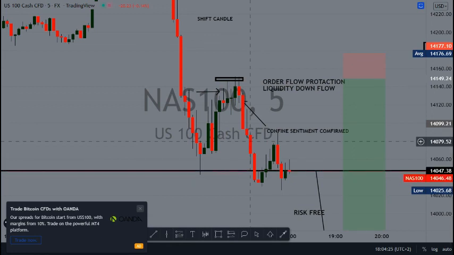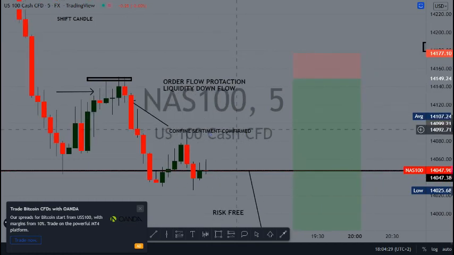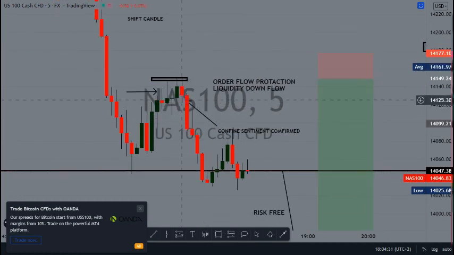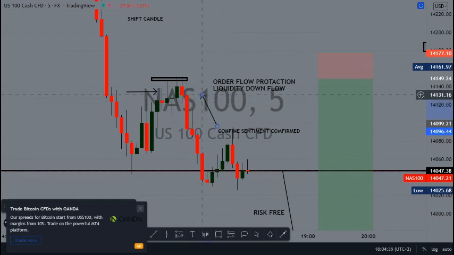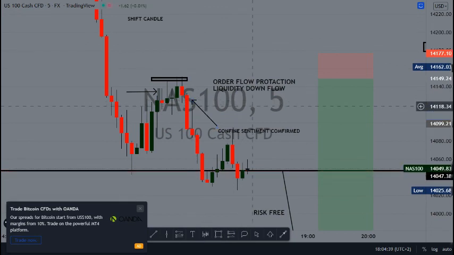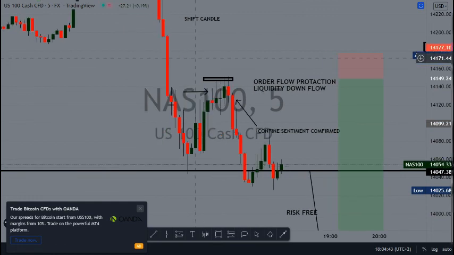So let's always observe the market and see what happens, and always use proper risk management. Always use proper risk management when entering a trade, and always try to find multiple confirmations before you enter any trade.